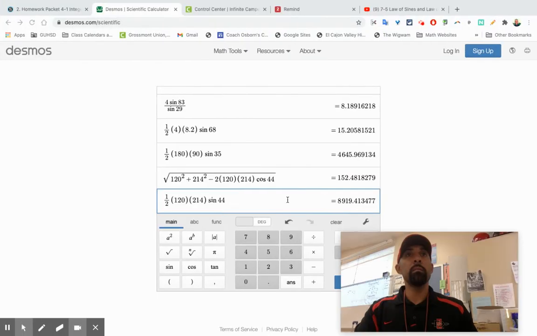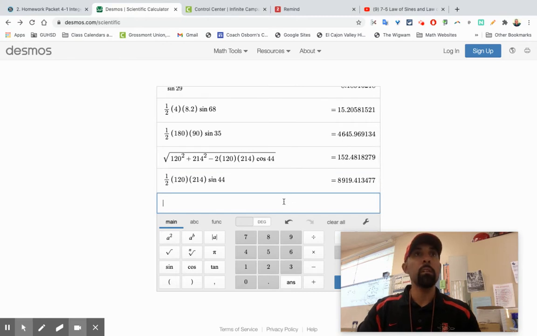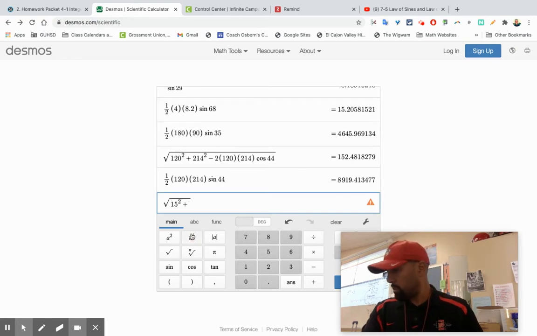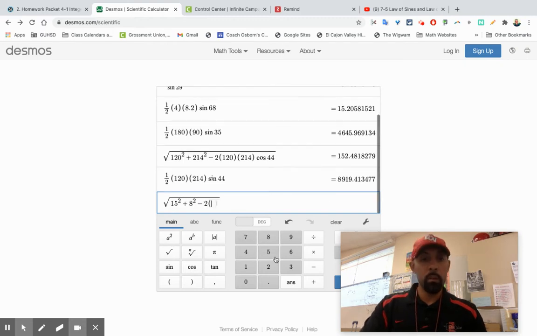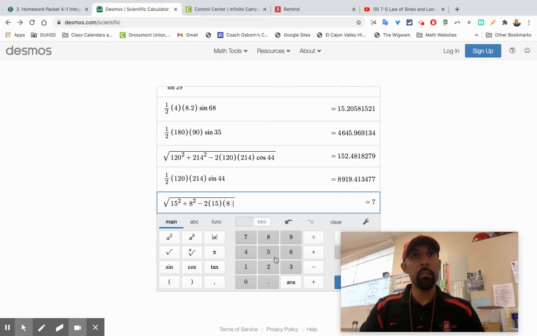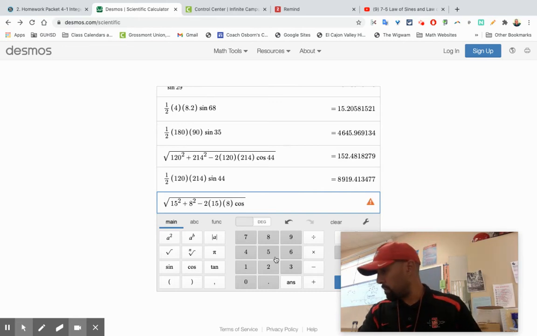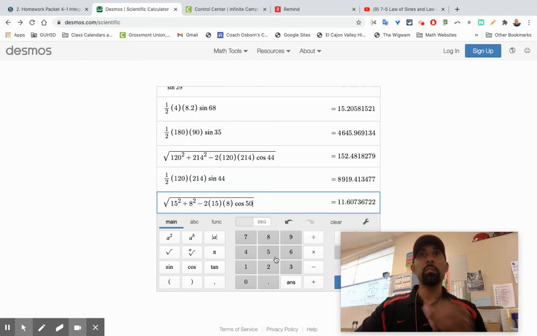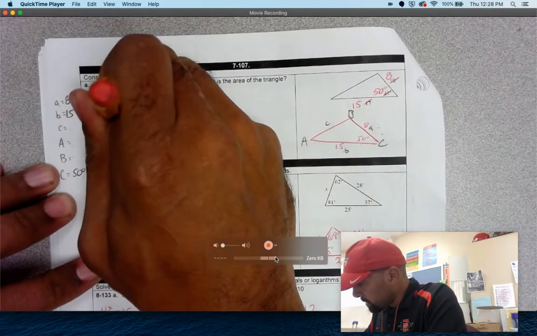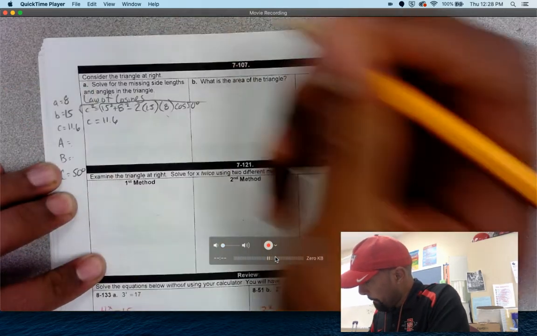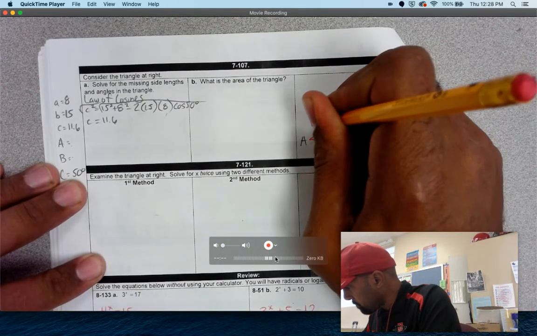Let's plug that in. Let's see, where'd my mouse go? There it is. 15 squared plus 8 squared minus 2 times 15 times 8 times the cosine of 50. Okay, so it's going to be 11.6. Rounded, 11.6. So that's one side, and now we have this side.